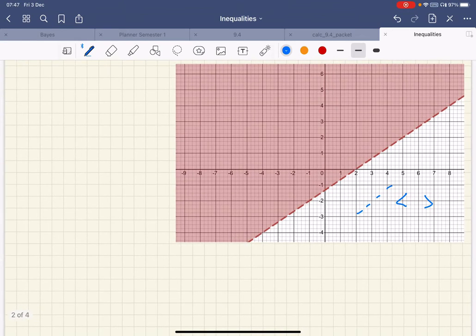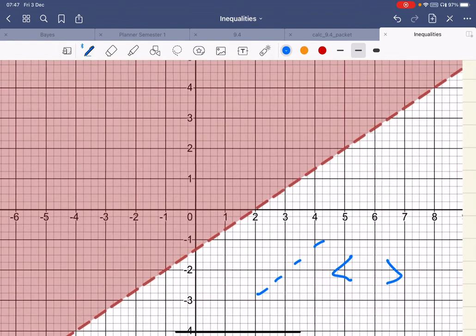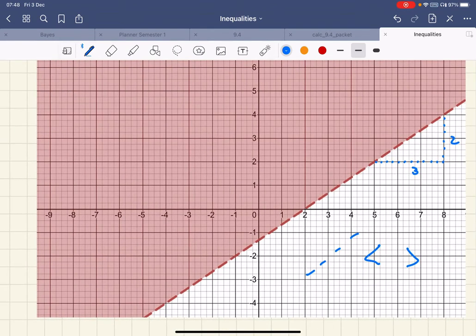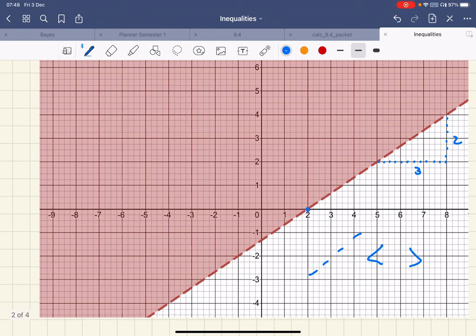Now it's not so easy to put into slope intercept form, so I'm going to use point. So I'm going to go across here like this, and I'm going to go across to, that's 3 units across and up 2 units. And I'm going to pick a point that's on the line, and I'm going to pick this point here because it looks nice. 2 and 0.